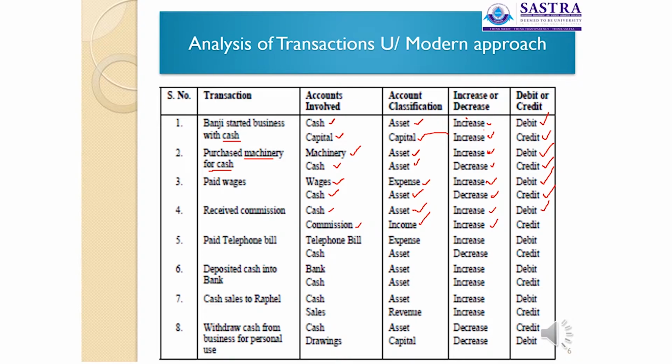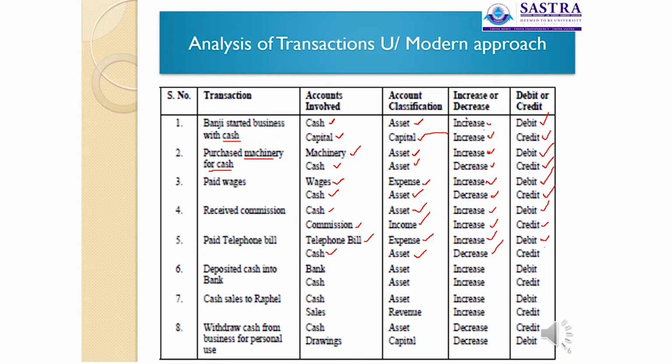Then paid telephone bill. Here what are the accounts involved? One is telephone bill and another one is cash account. Here telephone bill is relating to expenses. So this is the expenses for doing the business. Then telephone bill is paid, so cash goes out of the business, that is relating to asset. So automatically the cash value decrease. If expenses increase, automatically the value of capital equity will be decreased. So that should be debited. If cash decreases, that should be credited.